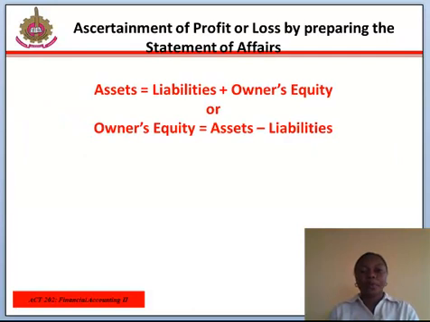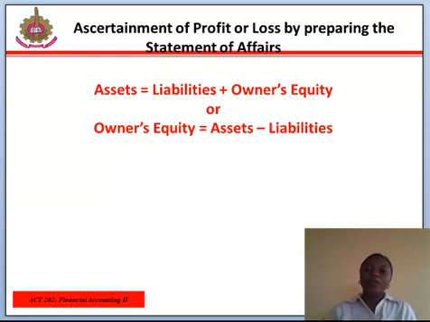Ascertainment of profit or loss by preparing the statement of affairs. Under this method, the statements of assets and liabilities at the beginning and at the end of the relevant accounting period are prepared to ascertain the change in the owner's equity at the end of the accounting period. And this is followed by the statements showing the ascertainment of profit by analyzing the non-operating changes in the owner's equity. The statements so prepared then show the assets on one side and the liabilities on the other side, just as in the case of a balance sheet.